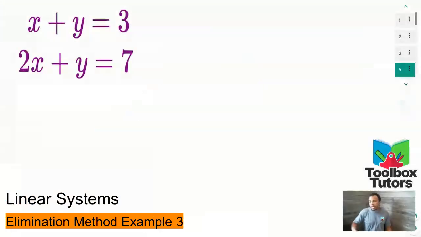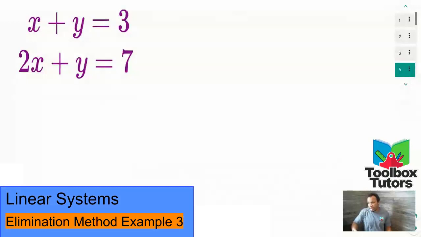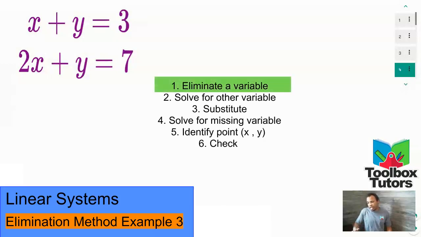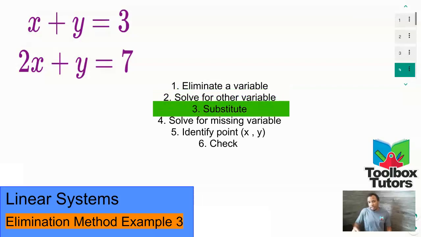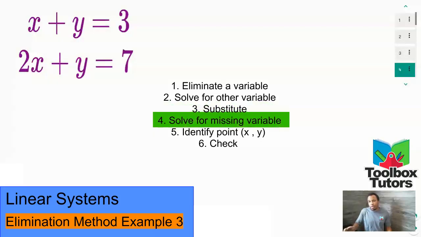Now we'll be looking at this example. x plus y equals 3 and 2x plus y equals 7. First, remember we're using the elimination method. So first we want to find a variable that we can get rid of. Next, once we find something we can get rid of, we're going to solve for the other variable. Once we solve for that variable, we're going to take this variable and plug it back into one of these equations and solve for the variable we eliminated in the beginning.